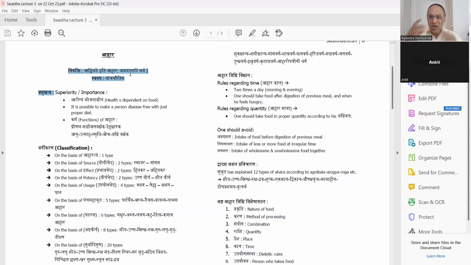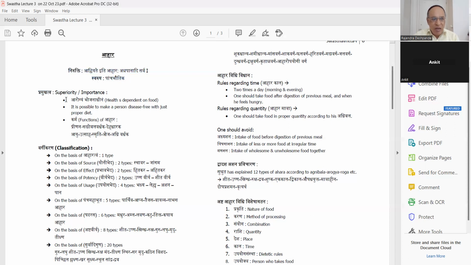Okay, so let us start to discuss. Sarvam idam panchabhautikam. Can you see the cursor? Sarvam idam, all the foods in the universe, all the elements, it may be food, it may be other things, are Panch Mahabhut: Prithvi, Aap, Tej, Vayu, and Akash. So, superiority and importance: Arogyam Bhojan Adhinam.